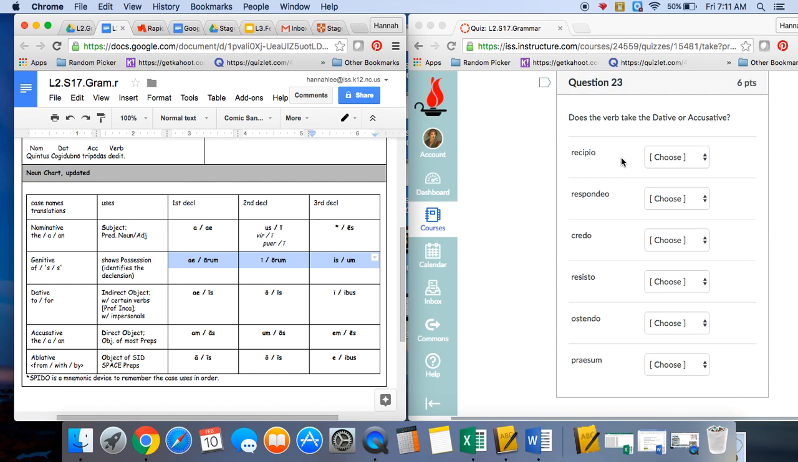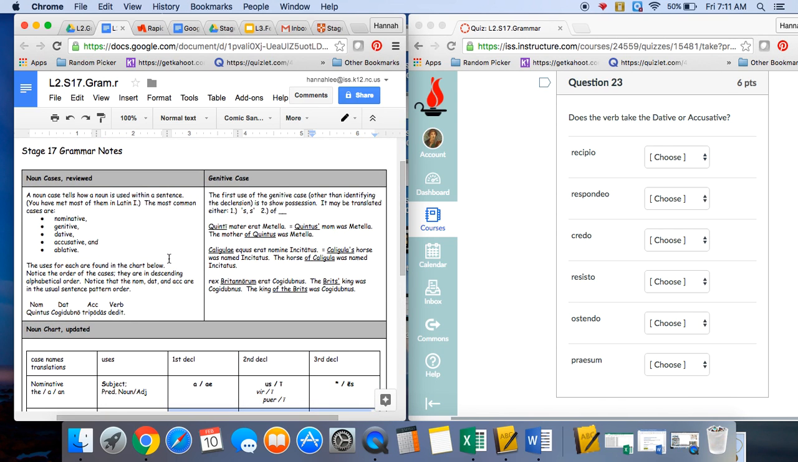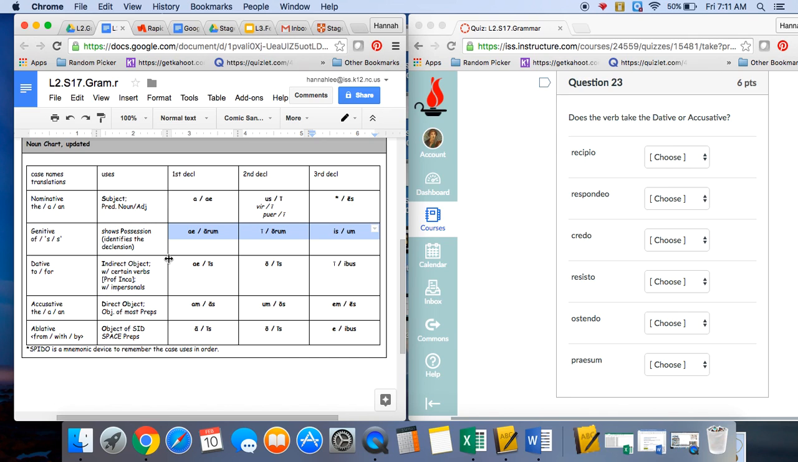Okay, number 23 is having you identify whether or not a verb takes the dative or the accusative. This is some leftovers from Latin 1, and that may be on your chart. Let me see. Right here it says that they're going to be the Professor Inca verbs.